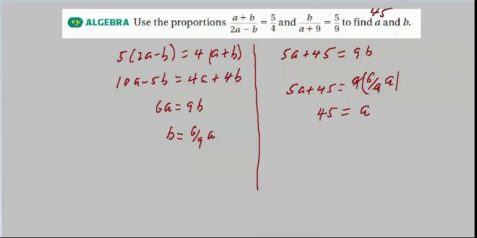For instance, but I think the one over here is probably the easiest one. If a is 45, then all we have to do is take, well, we already know this is really 2/3 of 45. Well, 3 times 15 is 45, right? 15 times 2 is 30. So this whole thing turns out to be 30, and that means that b is in fact 30. And there's your answer.